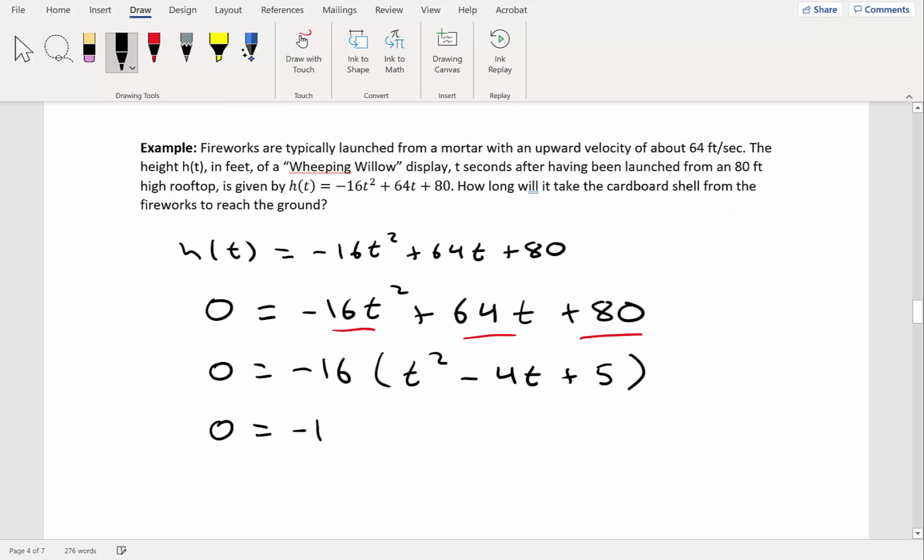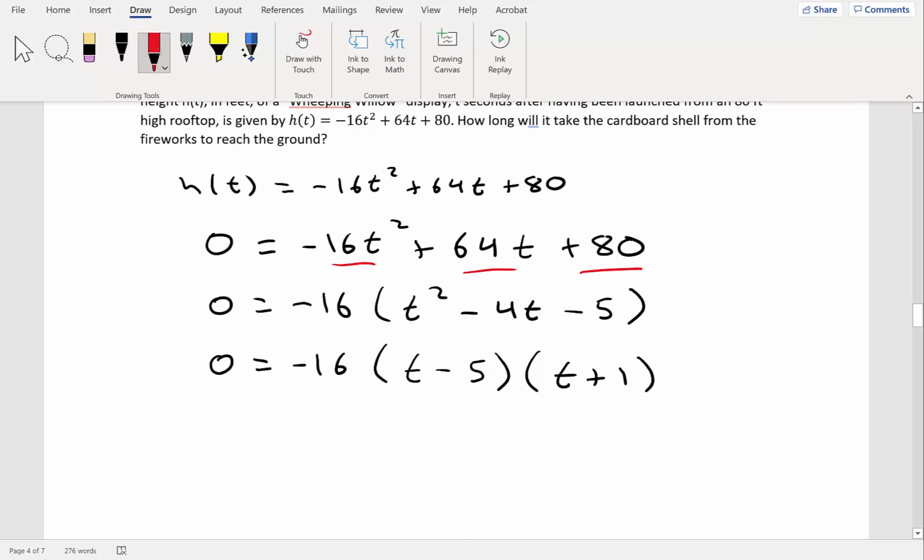Continue to factor. Let's factor out that trinomial. We need two numbers that multiply to give us, I'm sorry, there should have been -5 right here. Two numbers that multiply to give us -5 and then add up to -4. So we can use t minus 5 and then t plus 1. Now go ahead and set each factor equal to 0. Notice this -16 is a factor, however, it doesn't have a t with it, so we don't have to set that equal to 0. So we just have t minus 5 is equal to 0, and t plus 1 is equal to 0.